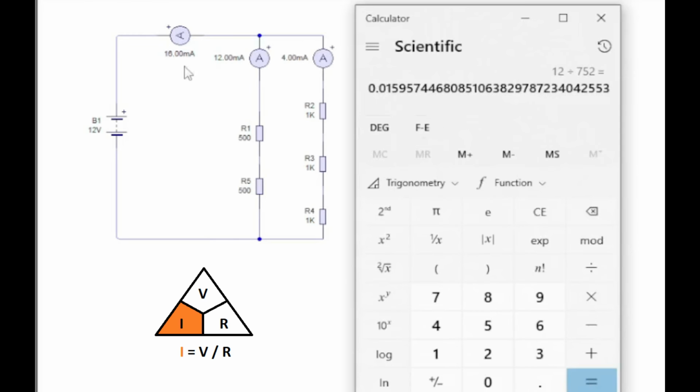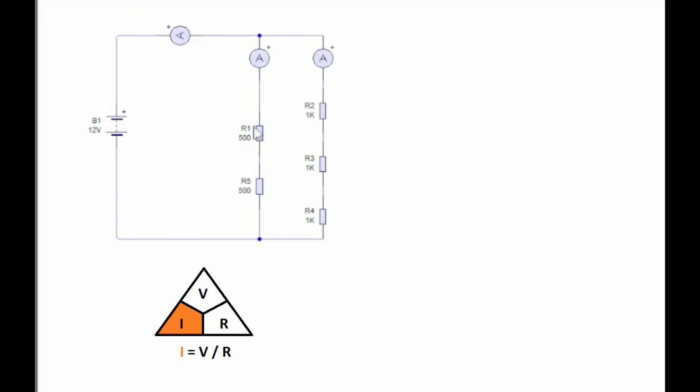And we always remember Ohm's law when we do the calculations: to keep yourself right, put it back into amps, put it back into ohms, and put it into volts. So we know that this here is 16 milliamps in the total amperage. Okay, so let's see if we can work out what the amperage is going to this part of the circuit.